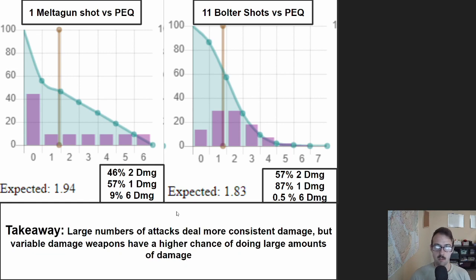The takeaway is that a large number of attacks will deal consistent damage, but variable damage weapons, such as a Meltagun, will have a higher chance of doing large amounts of damage. You could switch this out for them targeting a Rhino, compare lasguns versus lascannons, and you'll always find the same result, where more dice will have lower variance in the damage they do, but will not have that swingy chance of doing much higher damage that something like a Meltagun or a Lascannon can do.